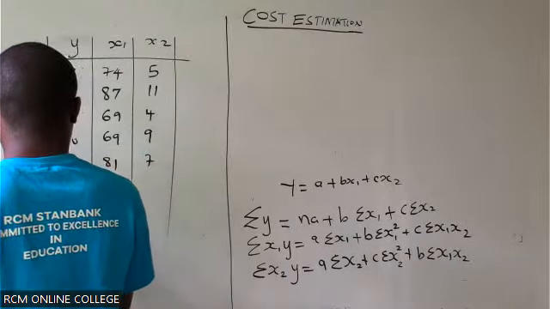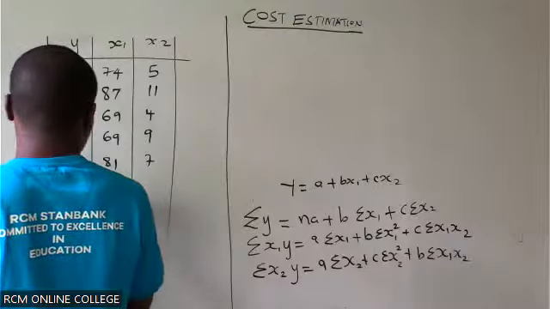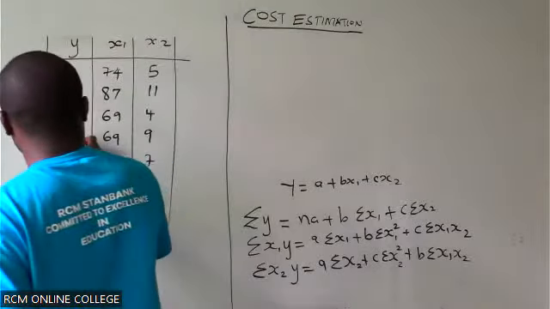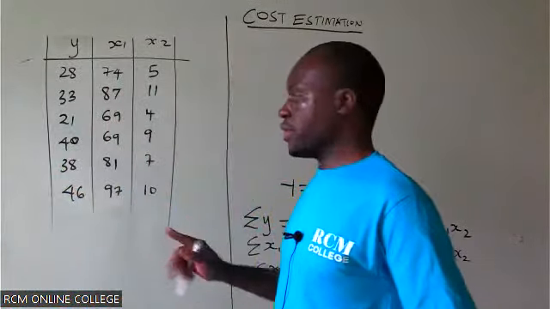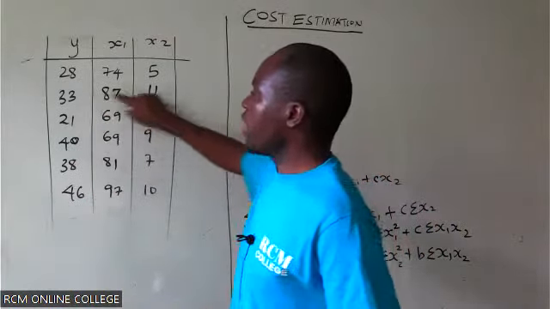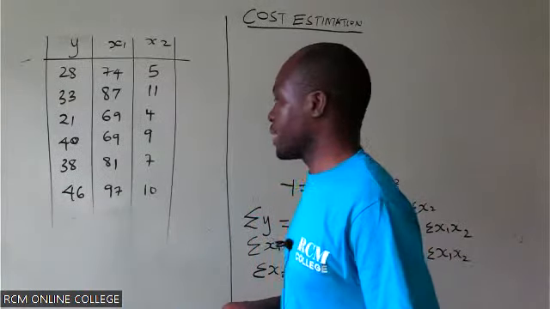Then we get to 46, 97, 10. So automatically you're able to see we can get X. We can get N. That is the frequency. That is 1, 2, 3, 4, 5, 6. So we have 6 sets of that particular data.